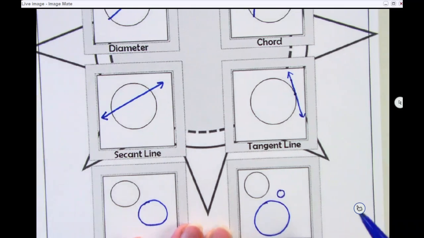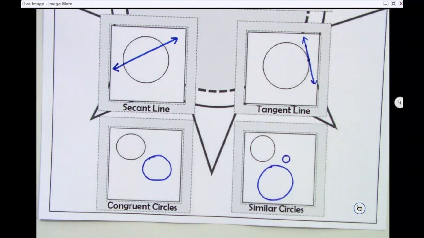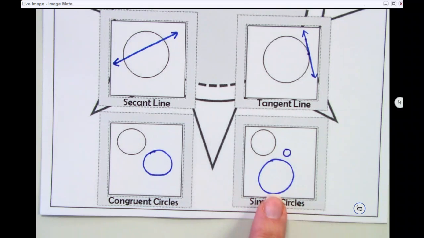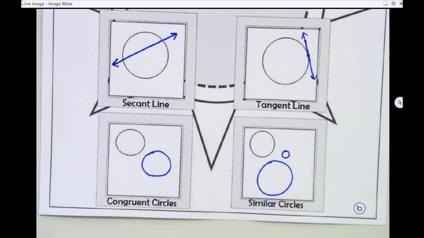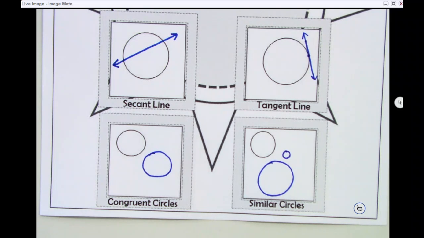Here's the question of the day. Are all circles similar? Yeah. For sure, right? All circles are similar because they are the same shape but maybe different sizes. Okay, so there's our vocabulary. That was no big deal.